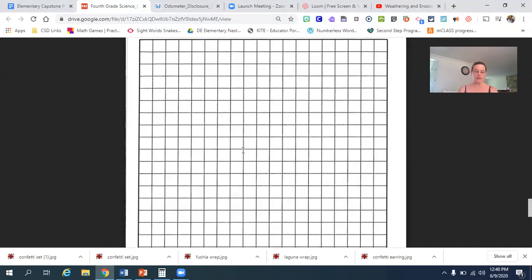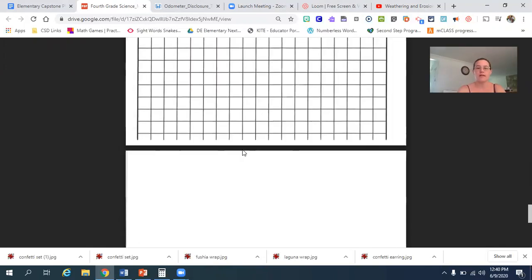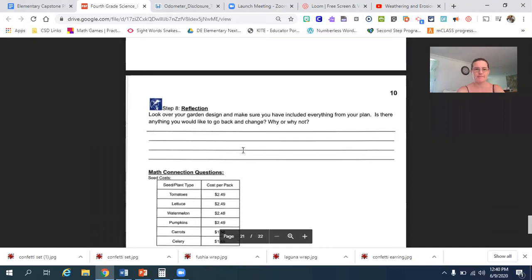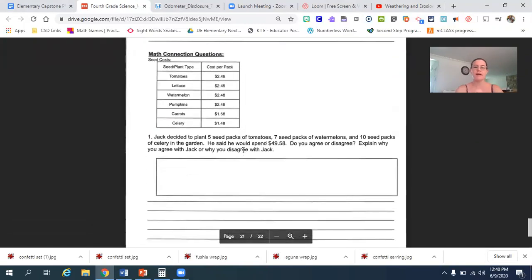Okay, so now let's look at your questions. So your math connections questions right here. Here is your chart right here. Okay, so let me actually scroll down with the easy way here for you. All right, so number 1, Jack decided to plant 5 seed packs of tomatoes, 7 seed packs of watermelons, and 10 seed packs of celery in the garden. He said he would spend $49.58. Do you agree or disagree? Explain why you agree with Jack or why you disagree with Jack.